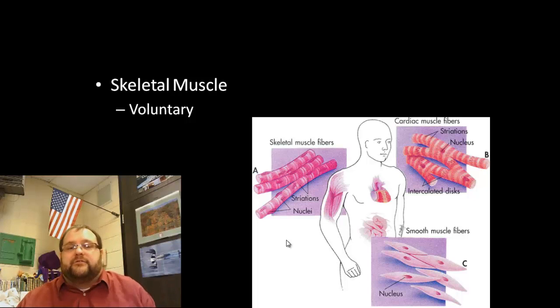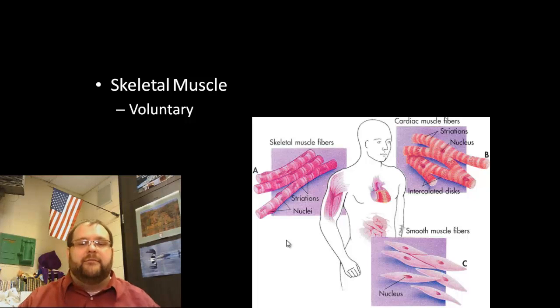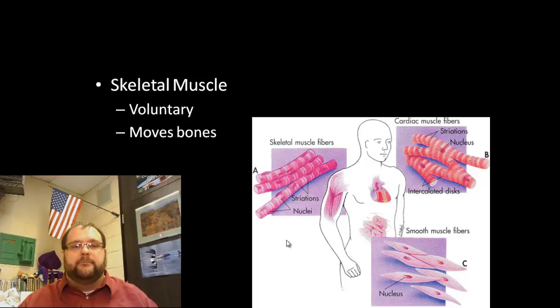And these types of muscles are voluntary. It means if I want to move my arm, I can control these muscles and move them however I want to. So these we get to control. They're voluntary. And the primary thing that skeletal muscles do, where they get their name, is they're going to move bones.